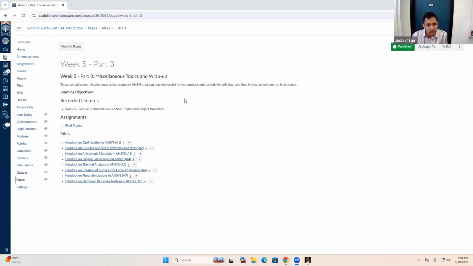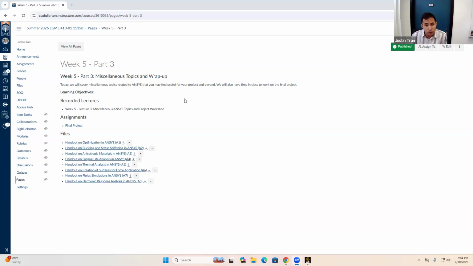Usually I'm a little bit more lenient with the curve than in my other classes. So I'll try to aim for a class average of around a low 80s, so 80, 81, 82%. Traditionally in this class, I've never had to actually apply a curve just because people tend to do pretty well on the projects. This summer is a little bit different just because it is pretty accelerated.